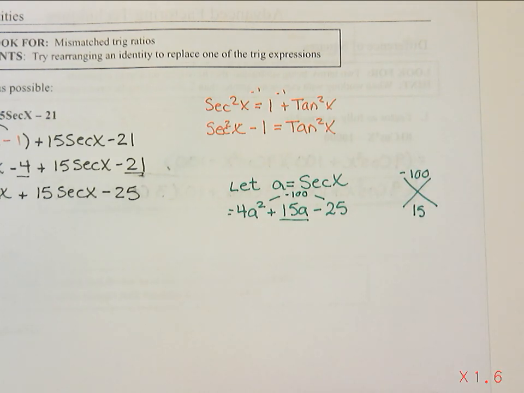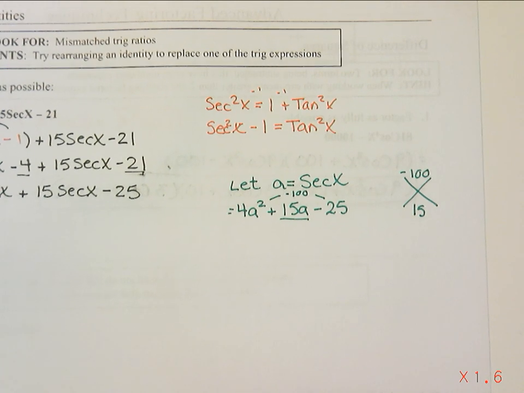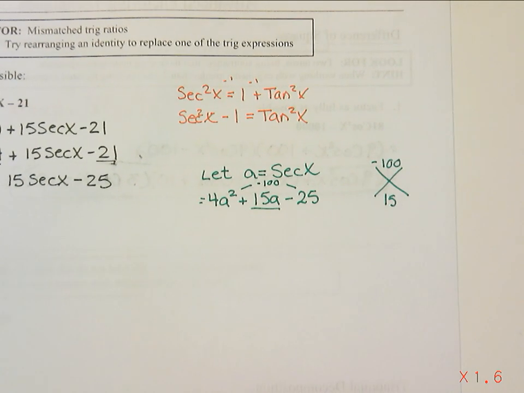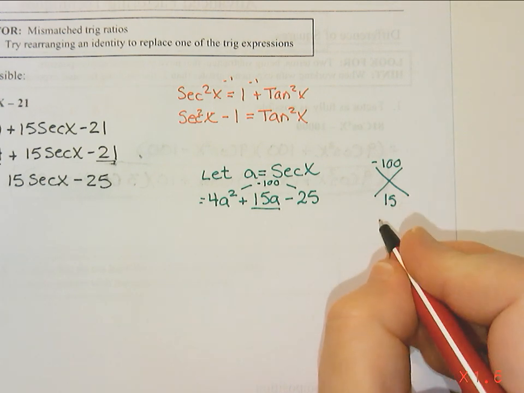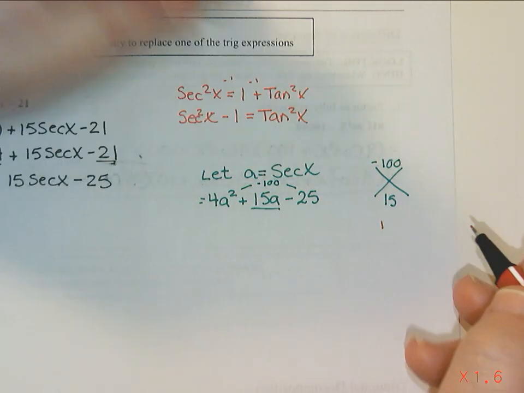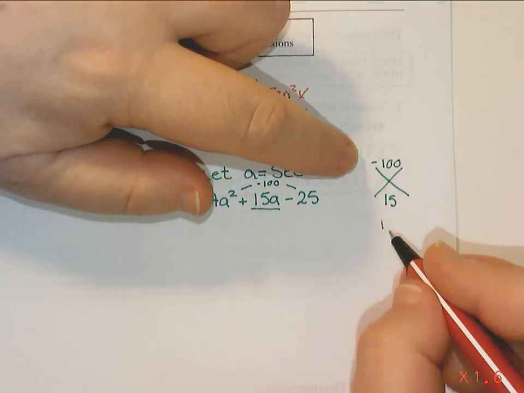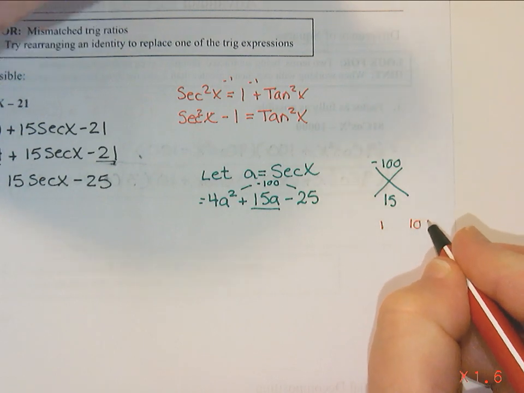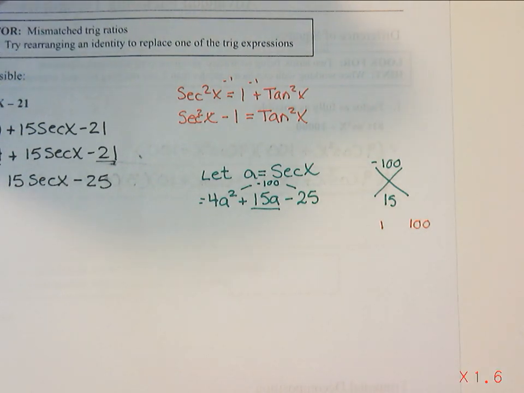Okay, so I want to try to think of things that multiply to 100 and then see if they add to 15. So if you have a multiplication grid or you know your multiplication facts, that's a good strategy. If you don't, then I normally would start with 1 and then divide this number by 1. I'm not worried about the negative right now. So 100 divided by 1 is 100. Can I make a 15 out of a 1 and a 100? No. I can make 101 or 99.